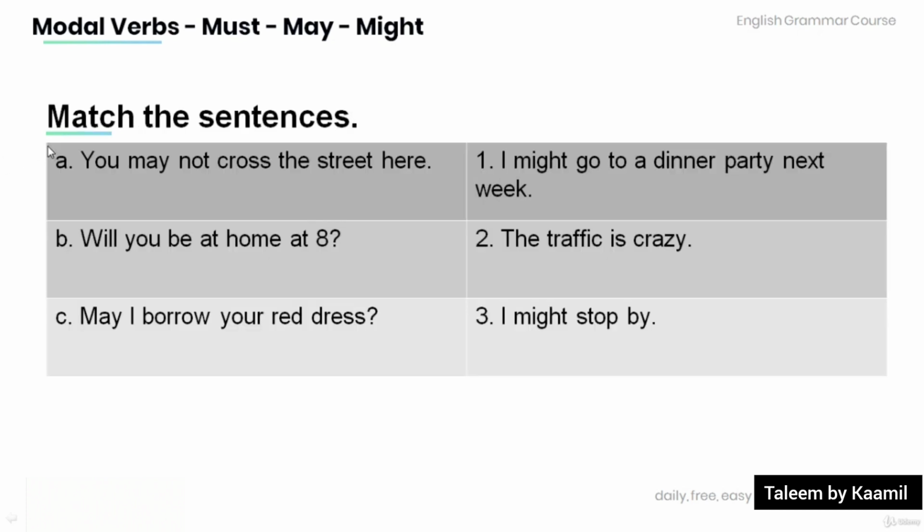And now, match the following sentences. A. You may not cross the street here. B. Will you be at home at 8? C. May I borrow your red dress? 1. I might go to a dinner party next week. 2. The traffic is crazy. 3. I might stop by.